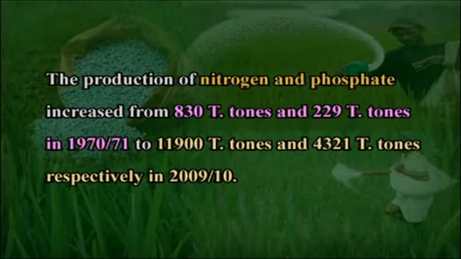The production of nitrogen and phosphate increased from 830,000 tons and 229,000 tons in 1970 to 11,900,000 tons and 4,321,000 tons respectively in 2009 and 2010.